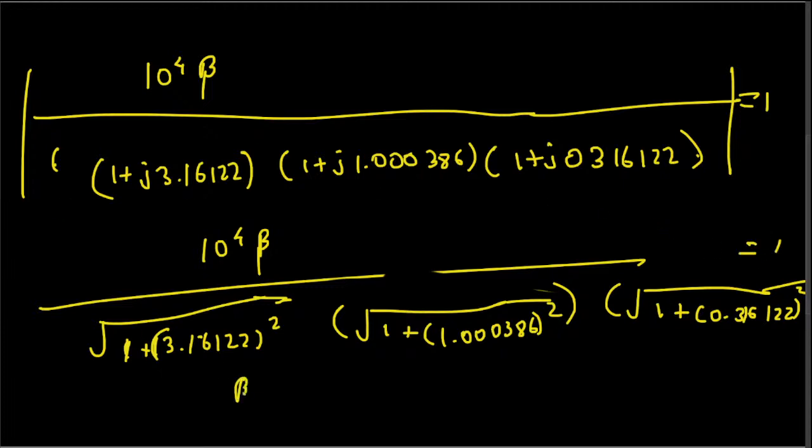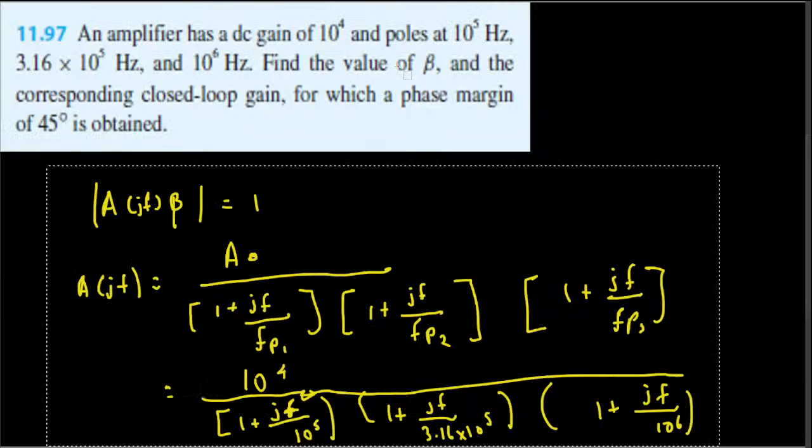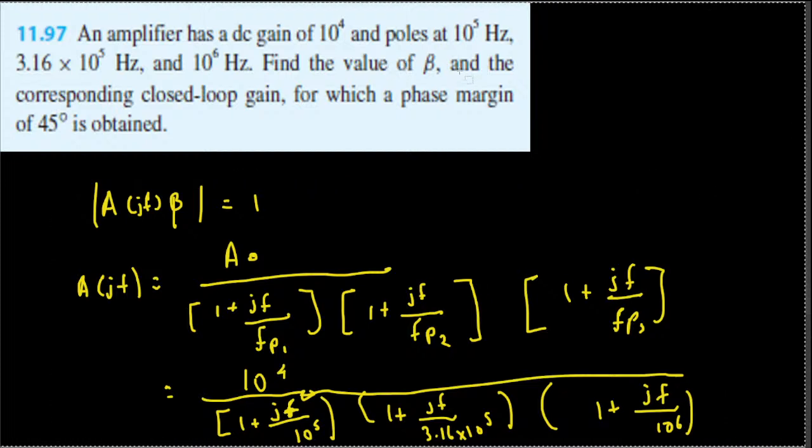You solve for beta from this, and you get beta to be 4.9186 times 10 to the power of minus 4. Okay, so that's one of the questions. The question is asking us to find the value of beta. We just calculated it, and then they're asking for the closed loop gain as well.